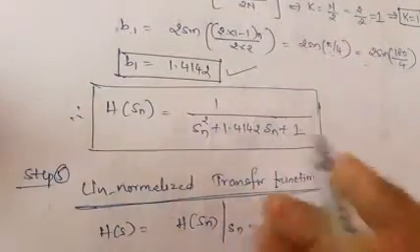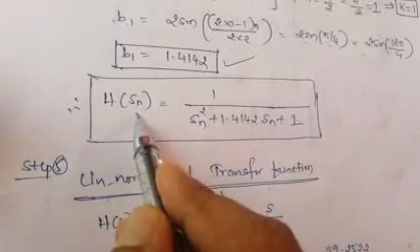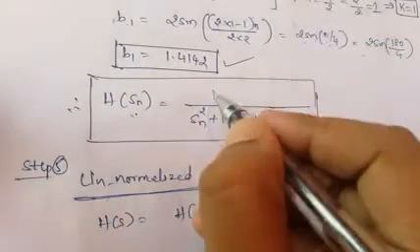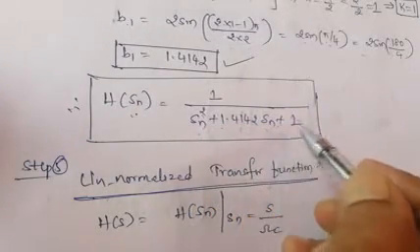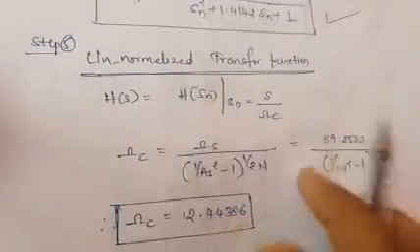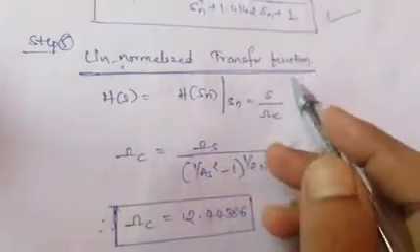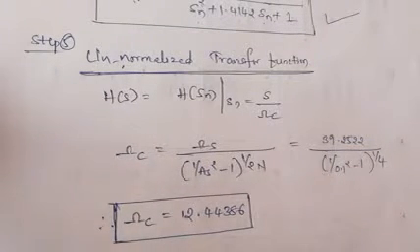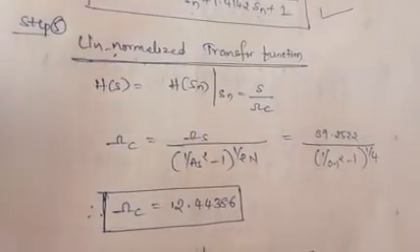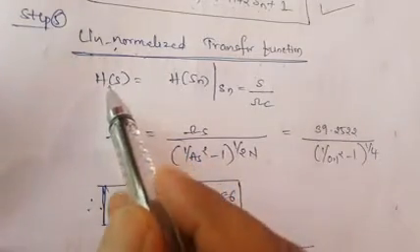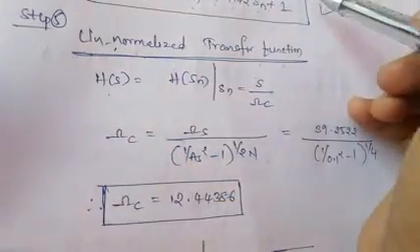Substitute the value of b1 in the above formula, we get H of Sn, the normalized transfer function, equal to 1 divided by Sn square plus 1.4142 Sn plus 1. Next step is finding the unnormalized transfer function. Unnormalized transfer function means as per the given cutoff frequency we have to find the transfer function. Normalized means cutoff frequency we are taking as 1 radian per second. Unnormalized means as per the requirement. So H of s equal to this is the case.